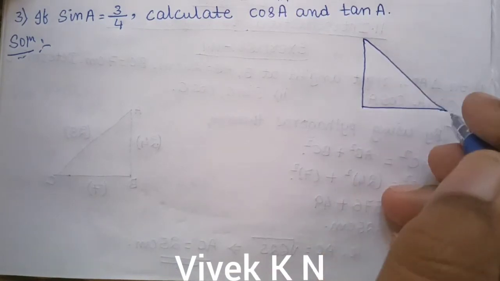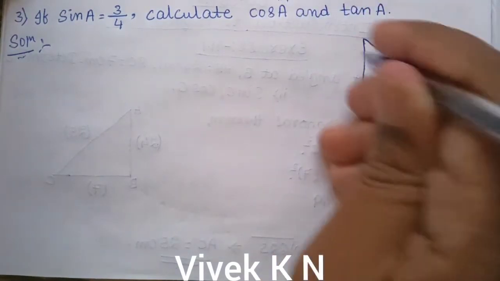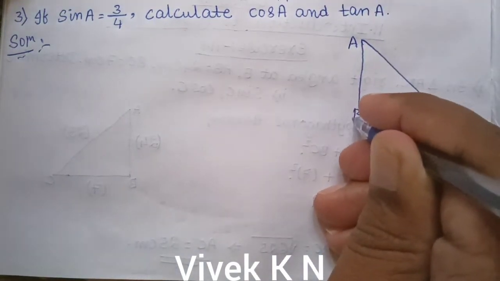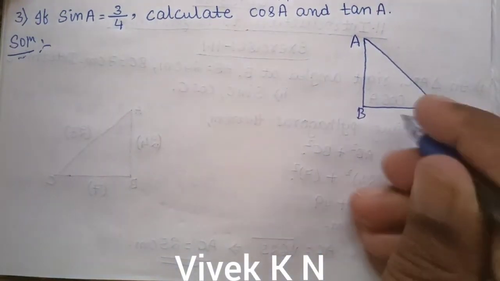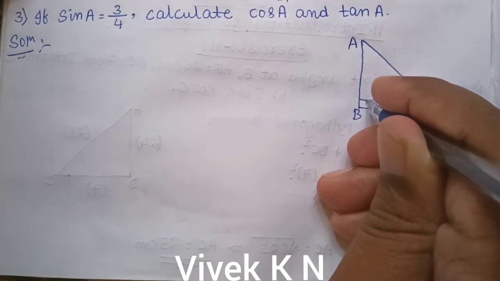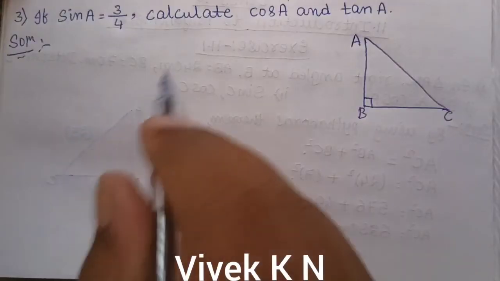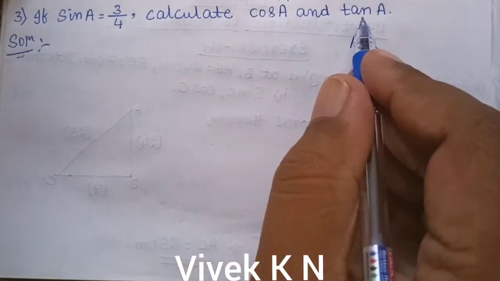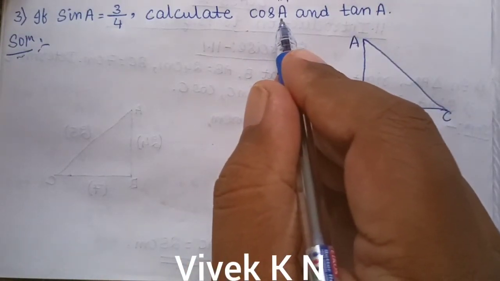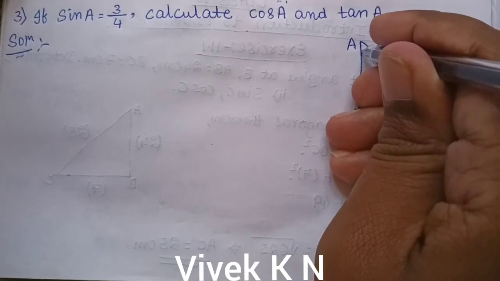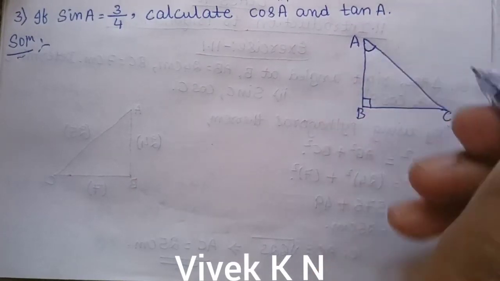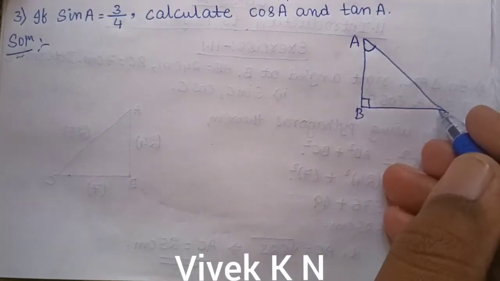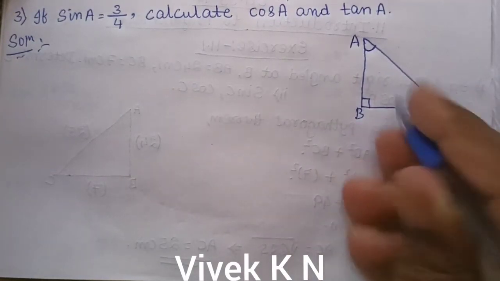This is right angle triangle ABC, which is right angled at angle B. Here we are going to calculate the value of cos and tan with respect to angle A. So this is angle A. The side opposite to this angle A is BC. So this is the opposite side.